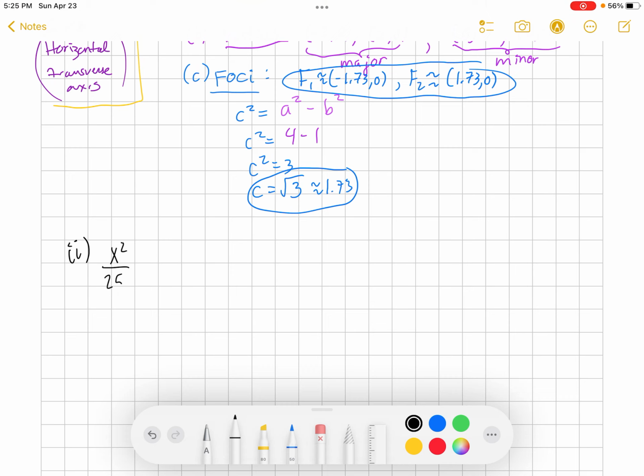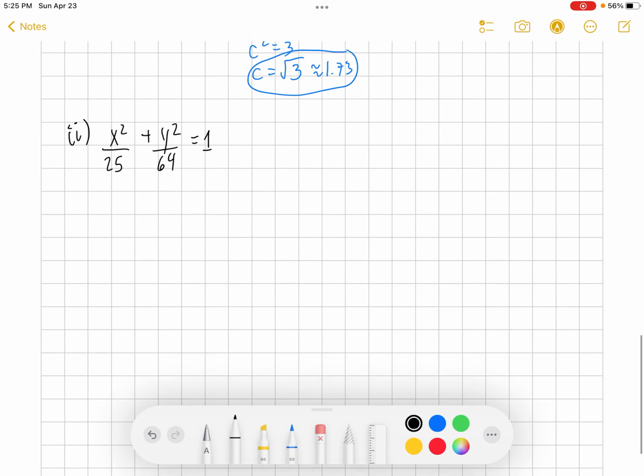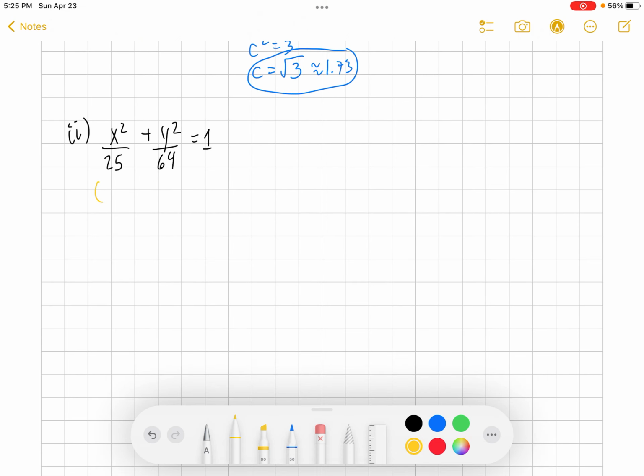Here I have x squared over 25 plus y squared over 64 equals 1. So if we rewrite this in standard form, it's x minus blank squared over blank squared plus y minus blank squared over blank squared equals 1. I'm going to have a 0 after the x minus, and after the y minus, I'm going to have a 0.